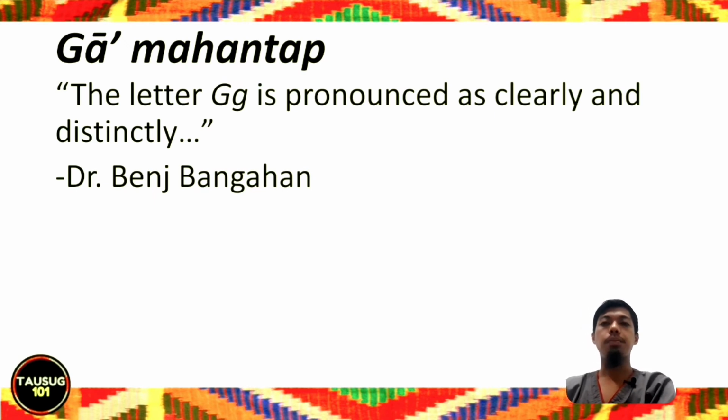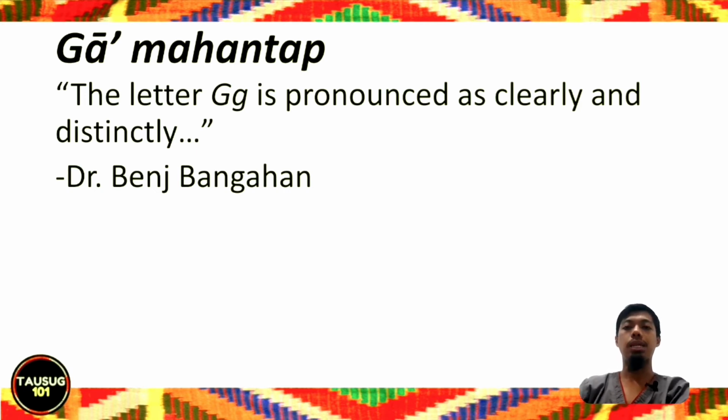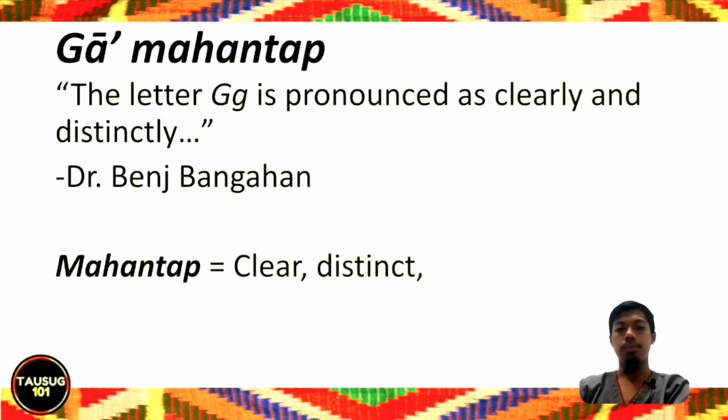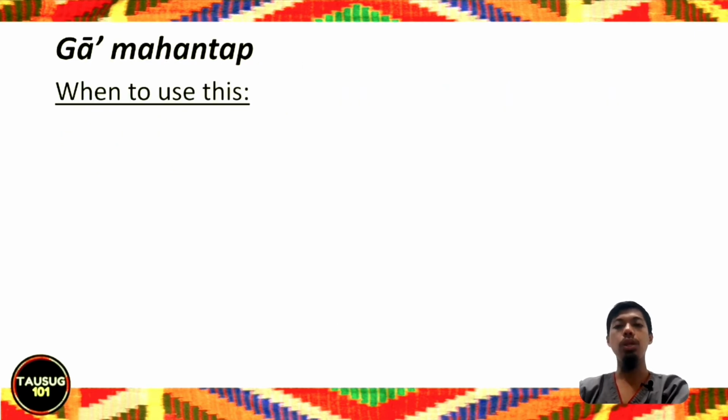Now, Gā Mahantap is pronounced, according to Dr. Benj Bangahan, when the letter Gā is pronounced as clearly and distinctly as the Gā sound. Again, Mahantap means clear or distinct. When do we use this?